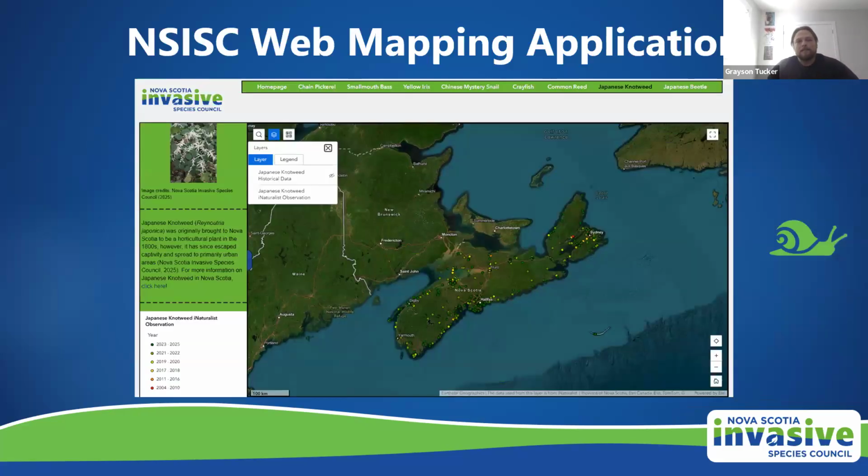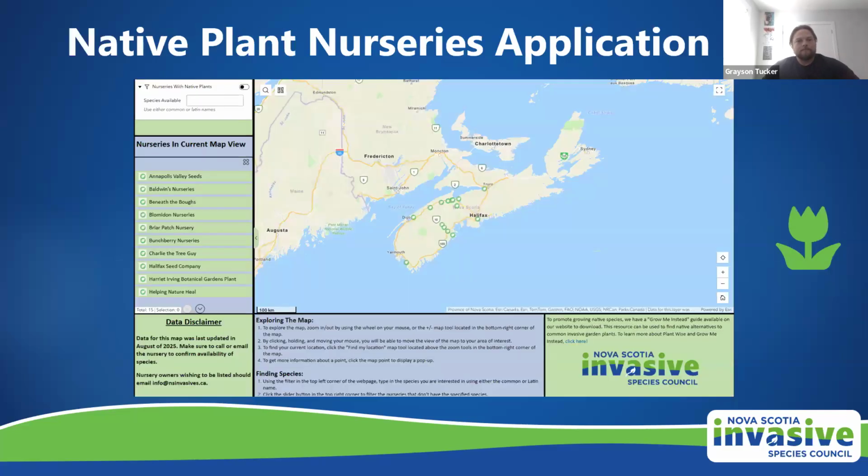So currently on our website, we have 4 educational GIS resources. First and foremost, we have our Nova Scotia Invasive Species Council web mapping application. This helps show users the locations of 8 different species across the province. It uses iNaturalist data as well as GBIF data.